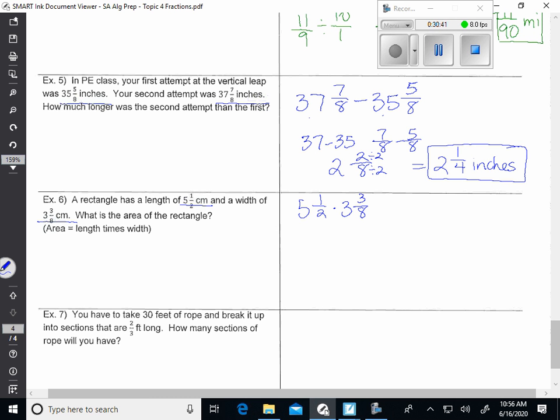So we definitely need to start with converting everything over. Remember, multiplying and dividing, you don't have a choice but to change the mixed numbers to improper fractions. There's no choice in that. 2 times 5 is 10, plus 1 is 11. 8 times 3 is 24, plus 3 is 27.